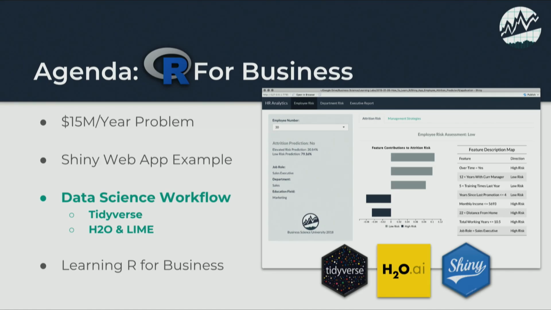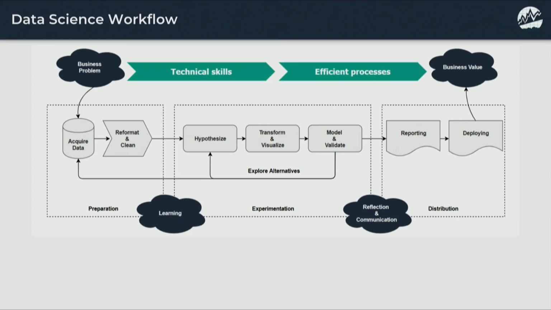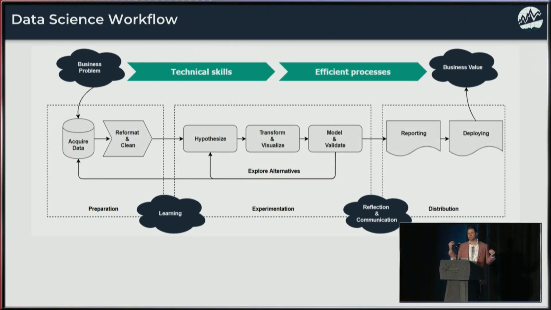What I want to talk about next is the data science workflow. We talked a lot about the end product. Hopefully you like the app. Now I want to talk about the process to get to that app. How do you go from business problem to business value? It requires a process that can be shown as a workflow. There are 3 stages: preparation, experimentation, and distribution.